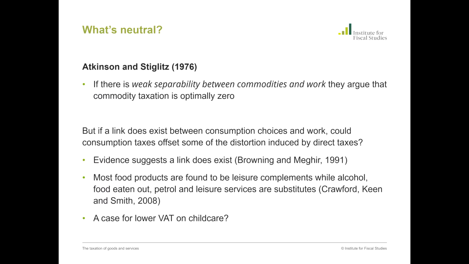Now that's because the direct tax system, income taxes, for instance, provide an implicit subsidy to leisure because work is taxed. Now perhaps if there is a link between consumption choices and work, can we offset some of the disincentive to work created by the direct tax system by taxing different goods and services at different rates? Now we've got lots of evidence to suggest that there is a link between what people choose to consume and how much they work. So for instance, most food products bought in supermarkets are found to be complements to leisure, whereas food eaten out in a restaurant is found to be a substitute for leisure.